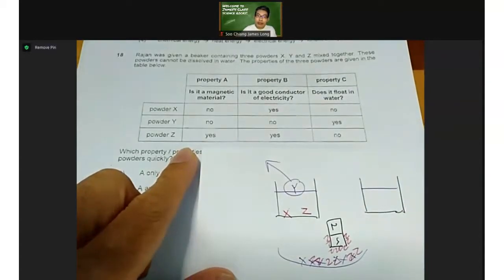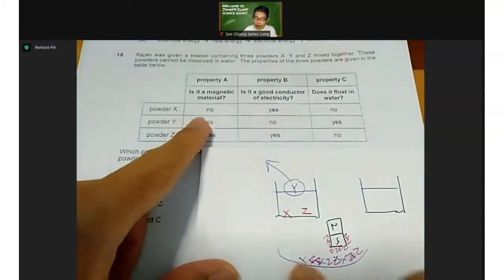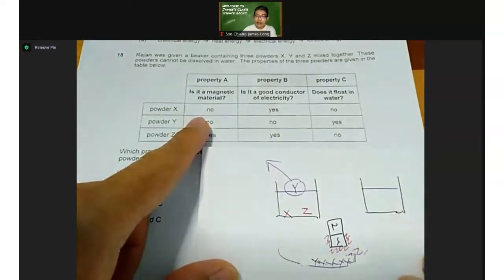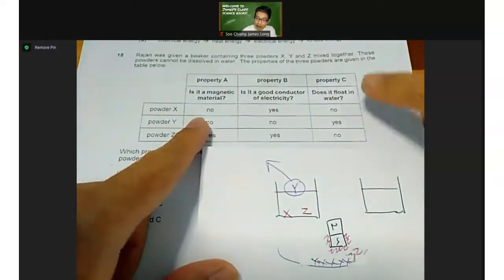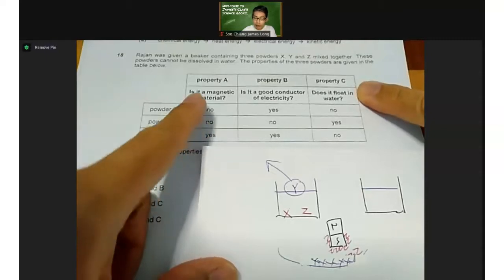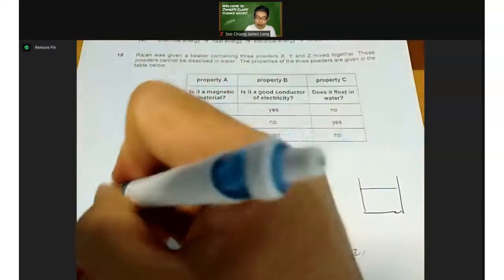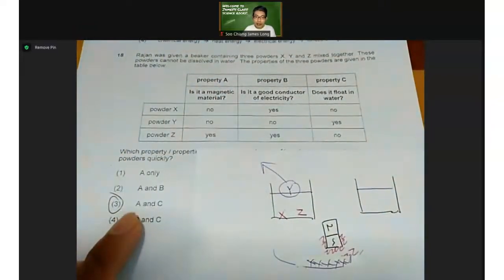Whereas powder X is not. X will remain and just stay inside the container. And that's how you can separate them using first property C, then followed by property A. So the answer is 3, properties A and C. Let's go to the next question, question 21.